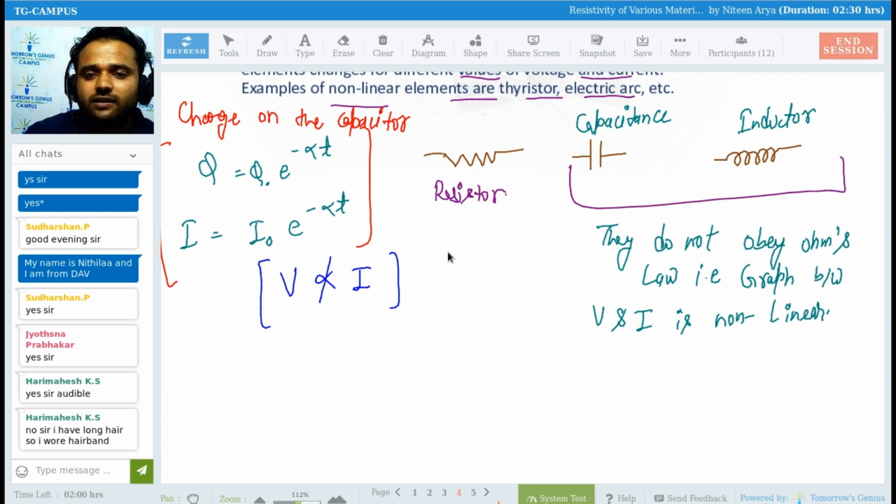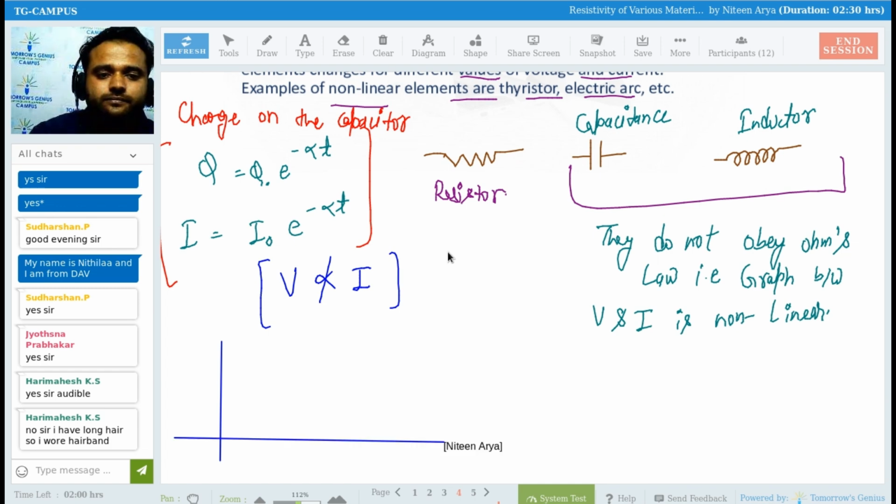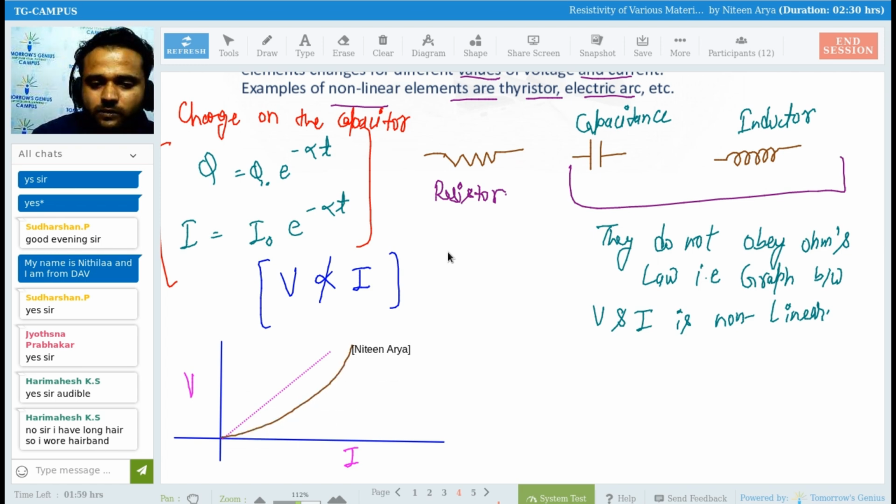More clearly, what is the statement about this? This is your V, this is your I, or you can do vice versa. Just give me a minute. So this is not linear like this, but it looks somewhere like this. Okay, not this, this is wrong. This is correct. Clear, everyone?